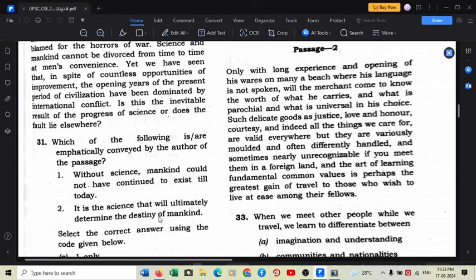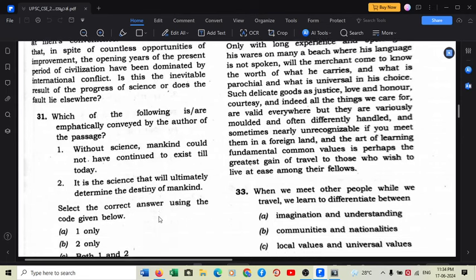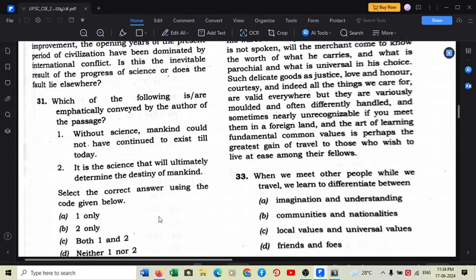It is science that will ultimately determine the destiny of mankind. So this is absolutely correct. That's why the author has ended with the question mark at the last. Is this the inevitable result of the progress of science, or does the fault lie elsewhere? So definitely, if science is responsible for benefits to society, it is responsible for the negatives also. So definitely it is determining the destiny of mankind. So the answer is B, which is 2 only.